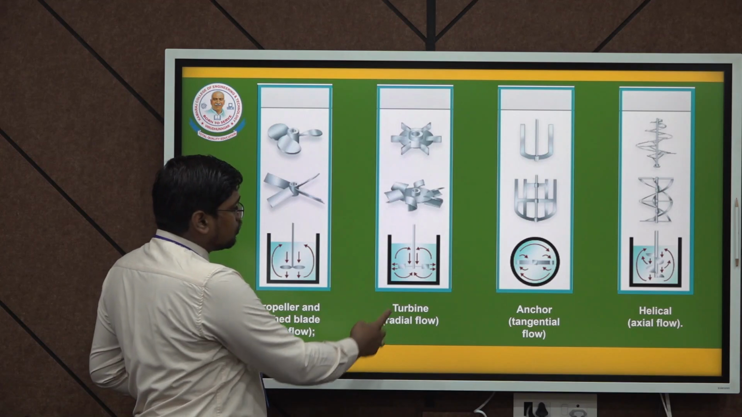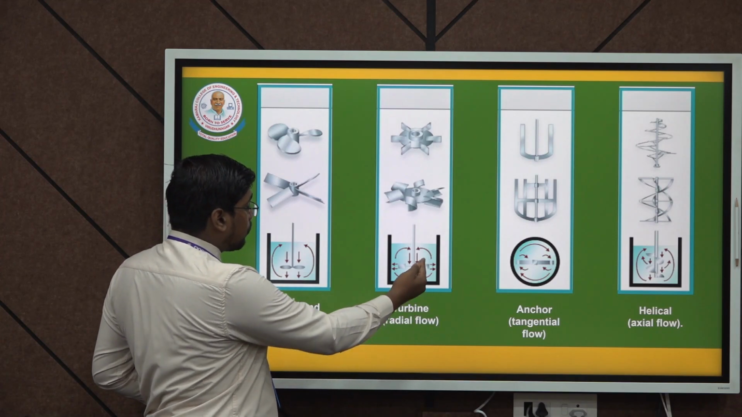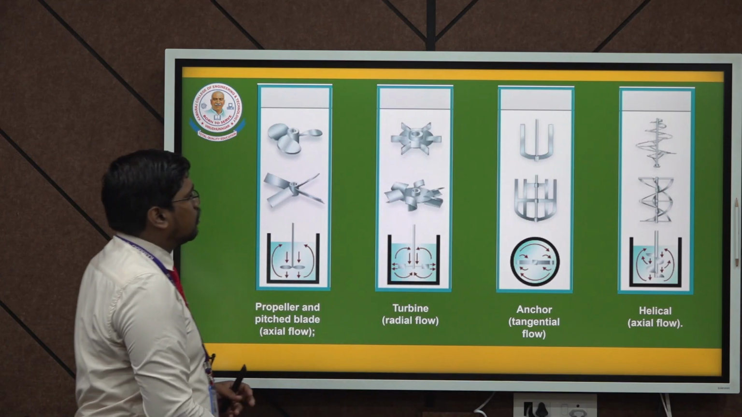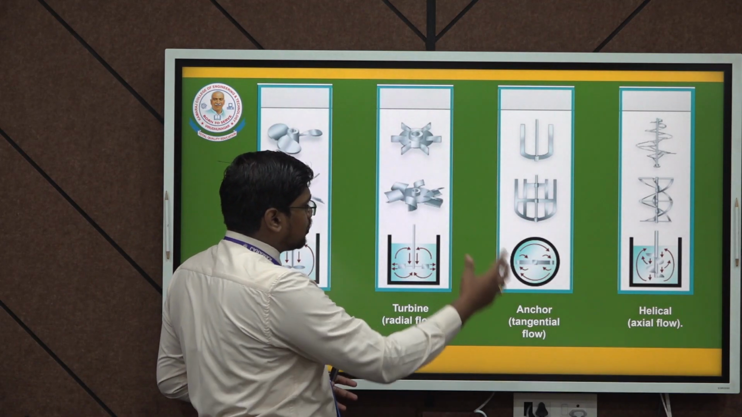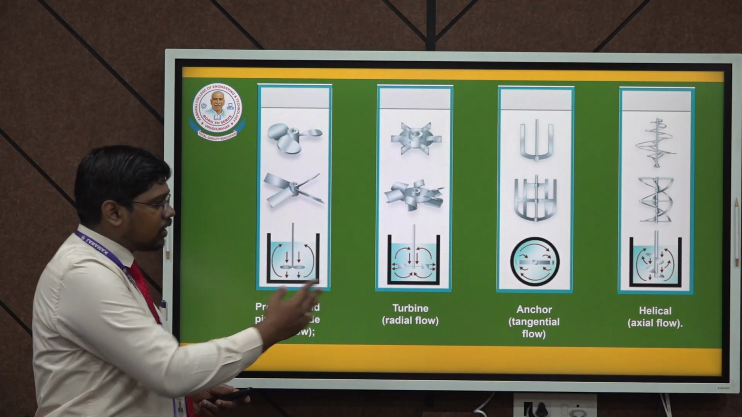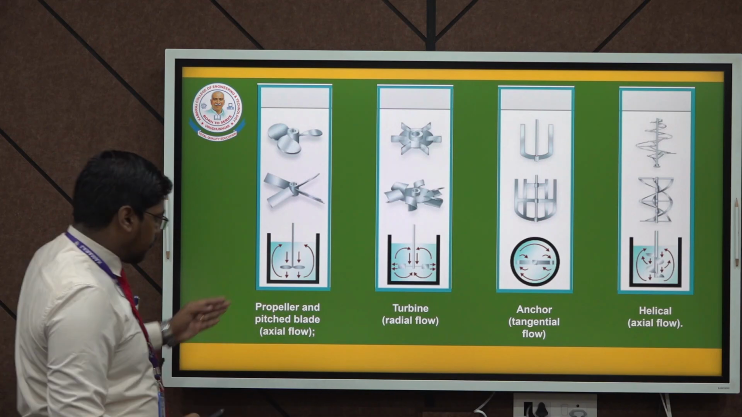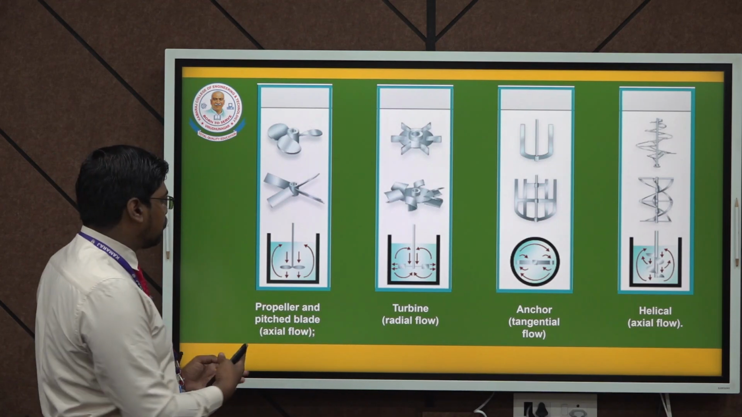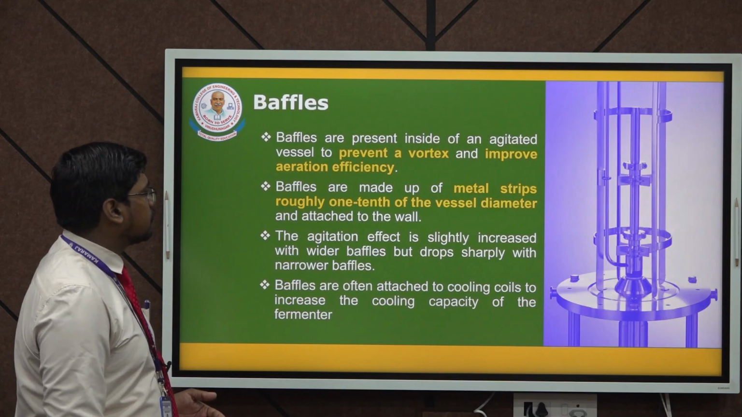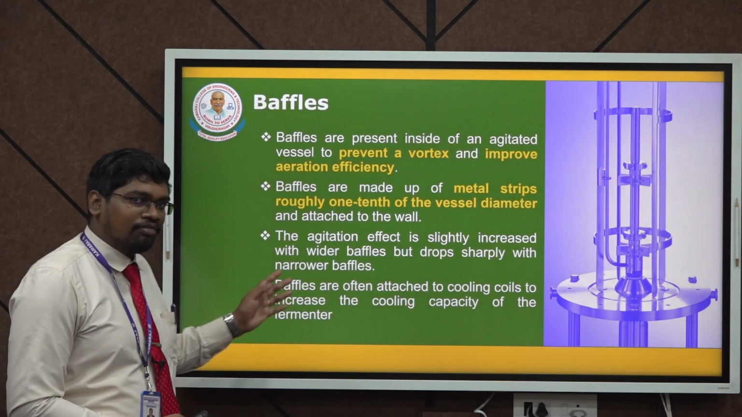In radial flow, the liquid is mixed in the direction perpendicular to the axis of the impeller. The liquid is mixed along the tangent of the bioreactor. So helical types of impellers allow axial flow. Propeller and turbine are the two most commonly used types of impellers for a bioreactor system. Another important component of bioreactors is baffles.